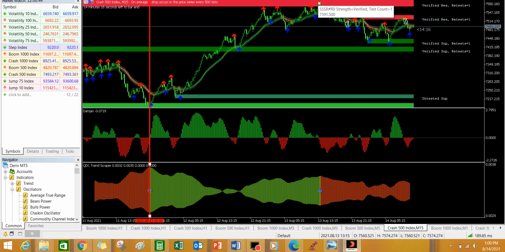So at this stage you should exit your market immediately and swing to the other trend. Okay, you swing to the other trend, you exit this, then you place a sell order and you leave it till the end of the trend.